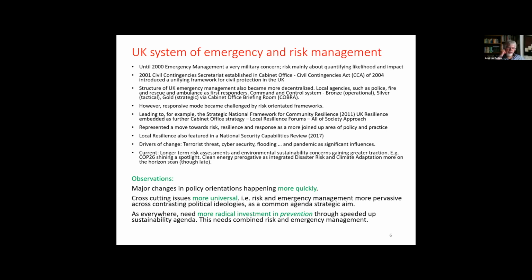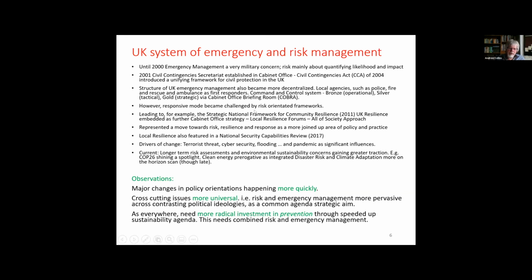And we started to move. In 2001, you get the Civil Contingencies Secretariat trying to look for a more coordinated and joined up approach to disaster management or emergency management. And then the structure of this evolved somewhat so that you would involve local agencies much more, giving much more responsibility to police, fire and rescue, and first responders of one sort or another. There's still a command and control system, this top-down approach, with bronze being operational, silver tactical, and gold strategic. And this is run through the Cabinet Office.